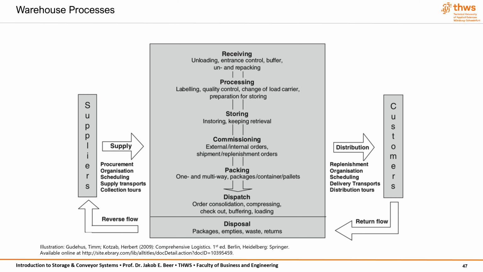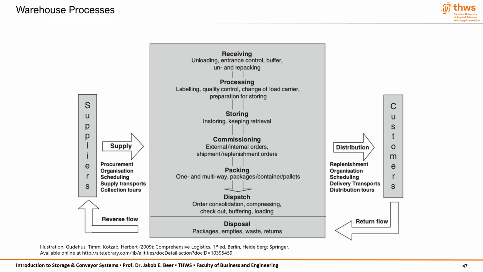We begin with the incoming flow, supply from suppliers. The supply side includes all upstream activities needed to get goods to the warehouse. It starts with procurement, that is, deciding what to buy, when to buy it, and from whom. Procurement isn't just about signing contracts. It's about making sure that the right materials arrive at the right time, in the right quantity, and under the right conditions. Organization and scheduling follow closely.